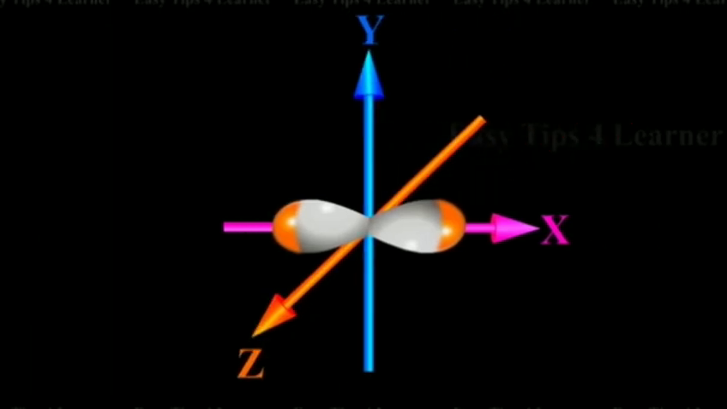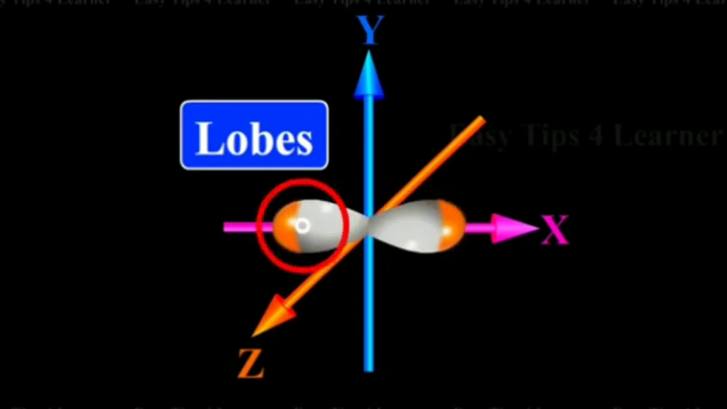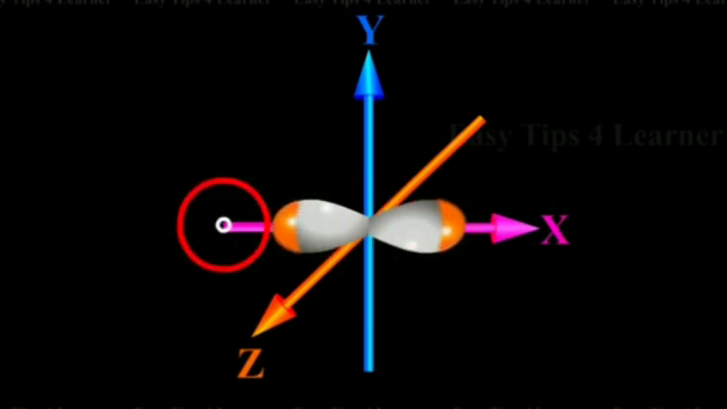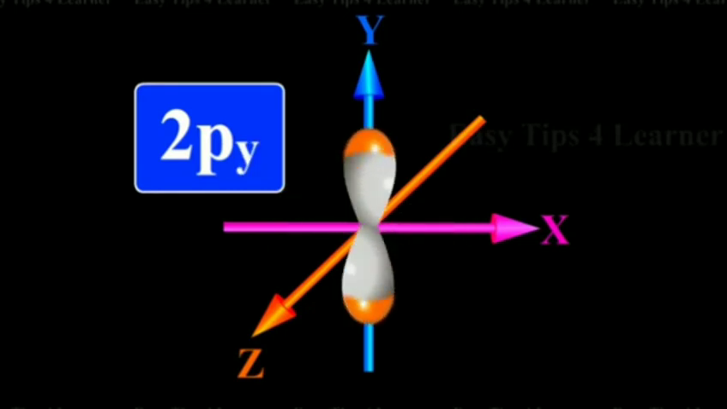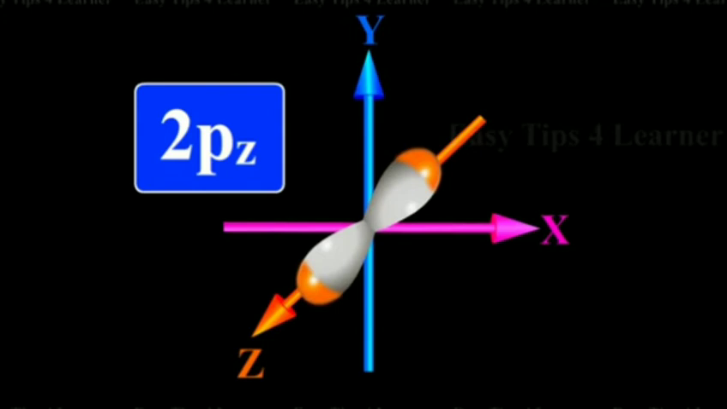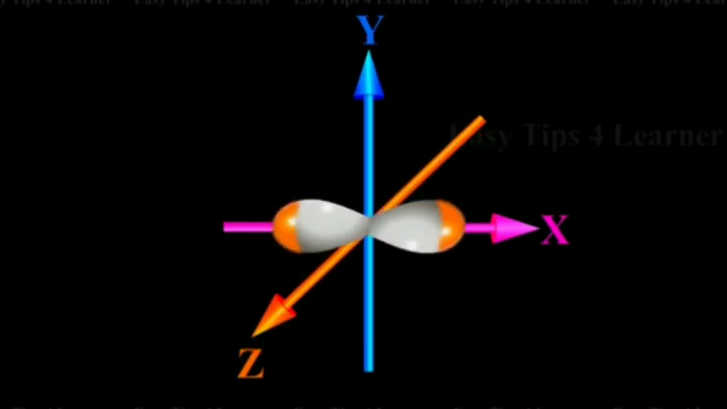Each p orbital consists of two lobes symmetrical about a particular axis. Depending upon the orientation of the lobes, these are denoted as 2px, 2py, and 2pz accordingly, as they are symmetrical about x, y, and z axis respectively. The lines in the figure represent the cross section of the three-dimensional boundary surface of p orbitals. The boundary surface means the surface which encloses 90% of the dots representing the electrons.